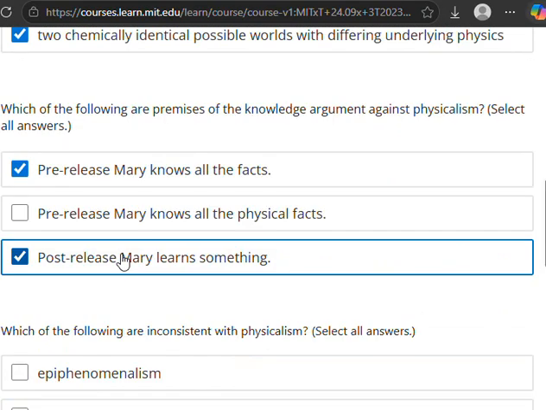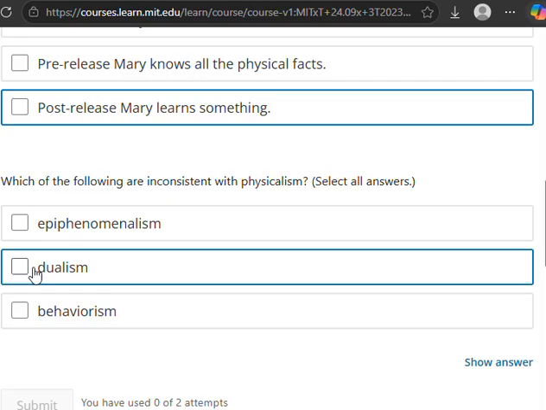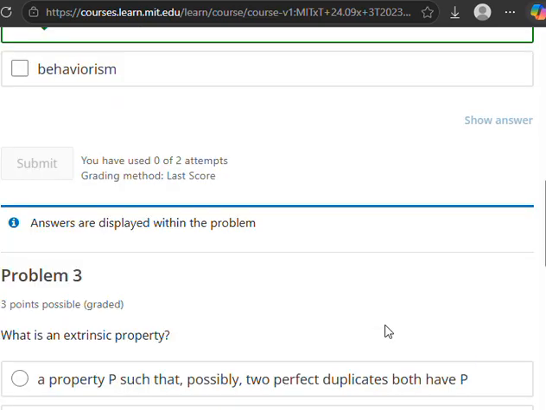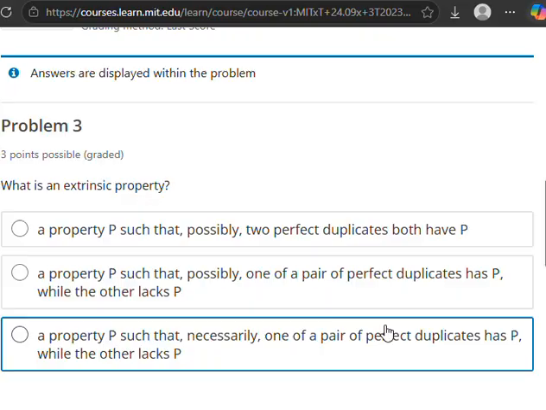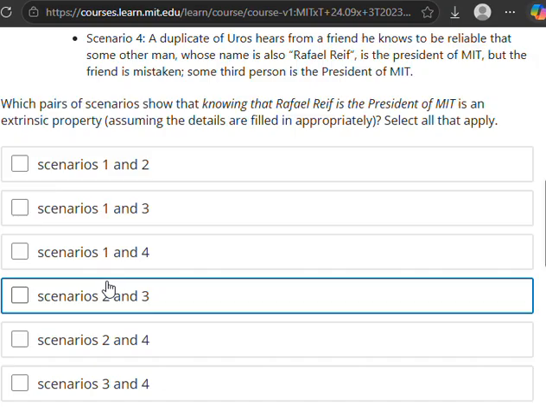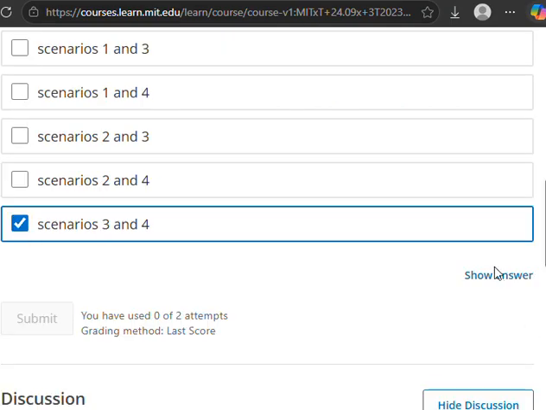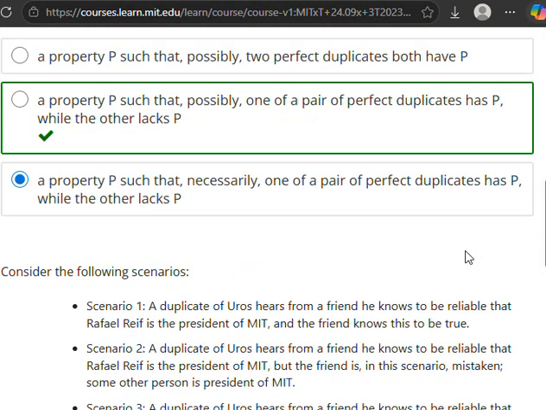So we did well here, so this is going to be hard. My guess is one of these is going to have 1. That's like a wave pool, which is an extrinsic property. A property such that one pair has P while the other lacks P.